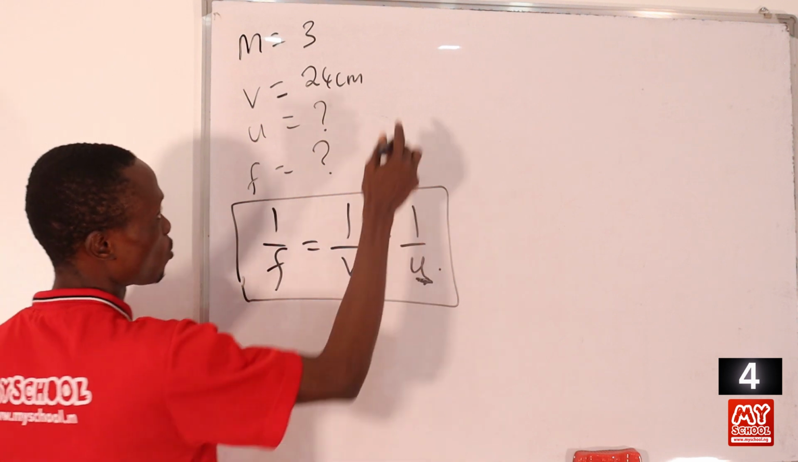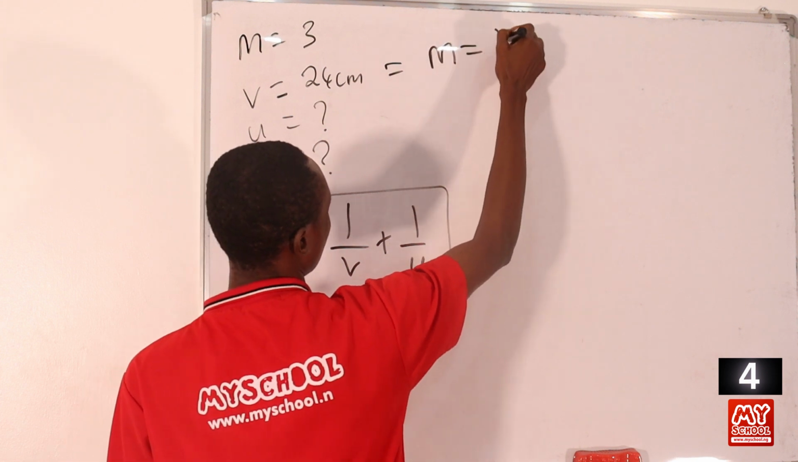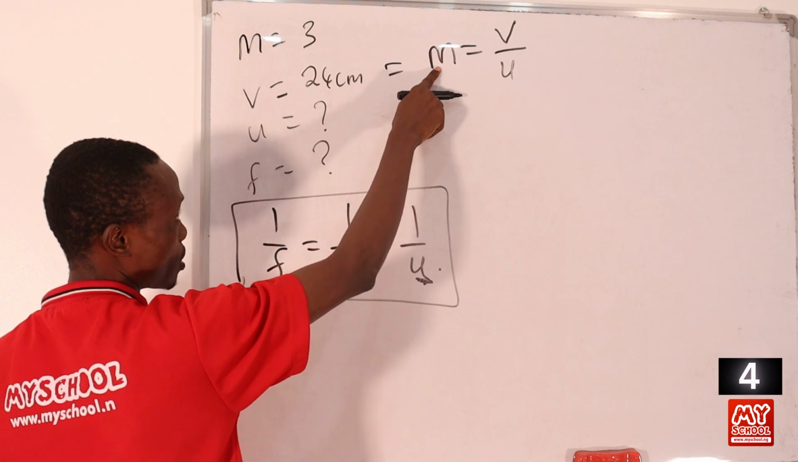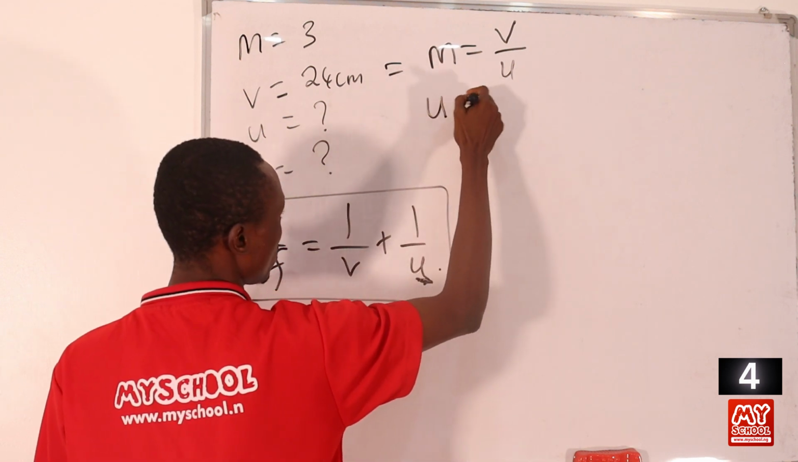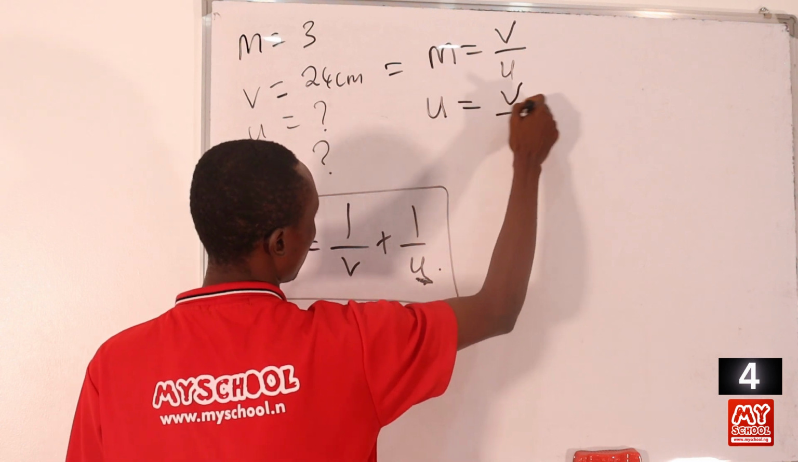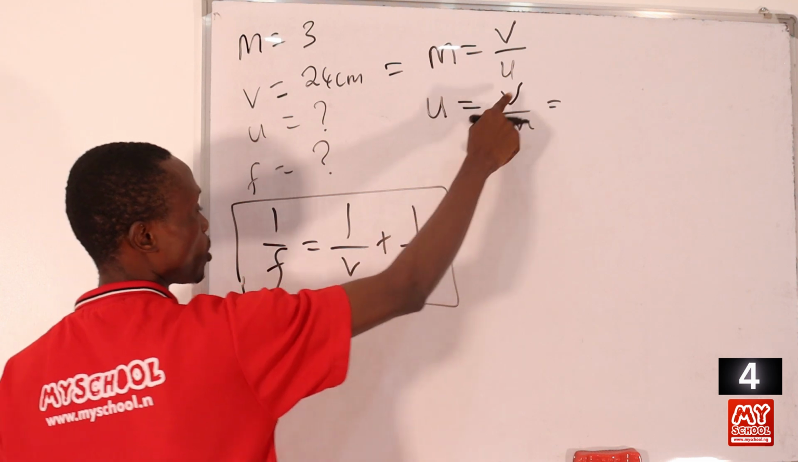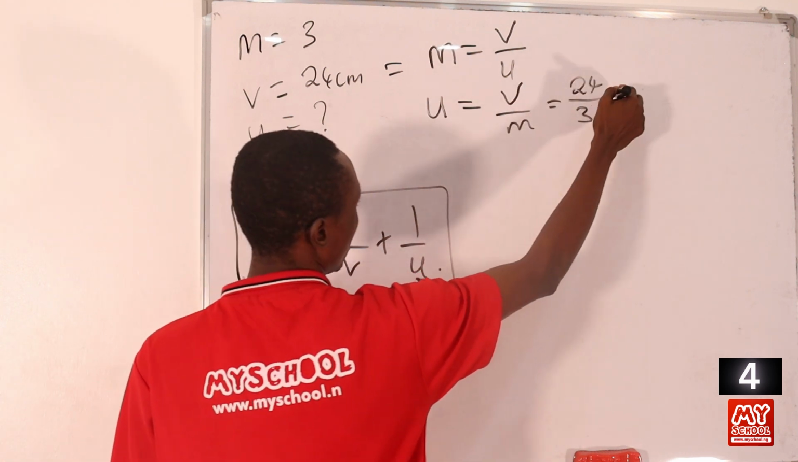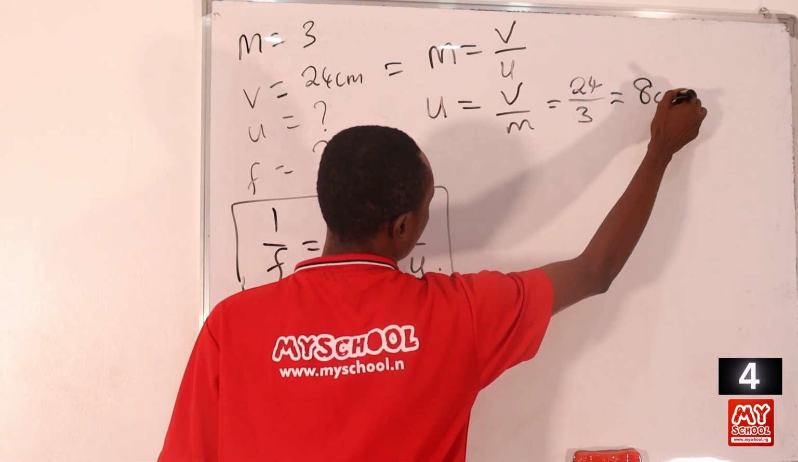To get the value of U, we simply use our magnification formula, which is M is equals to V all over U. But here M is equals to 3. And we are looking for U, so we just switch position with M so that U is equals to V all over M. So we just substitute the values that are given to us. So for U we have 24, while for M we have 3. So if we divide, here we'll be having U to be equals to 8 centimeters.